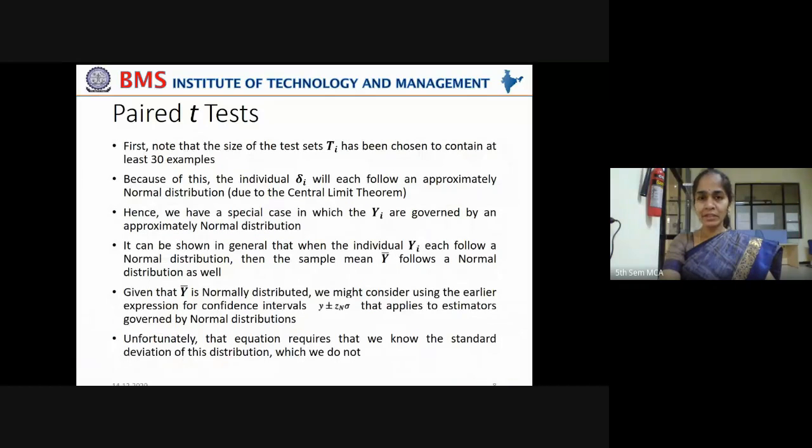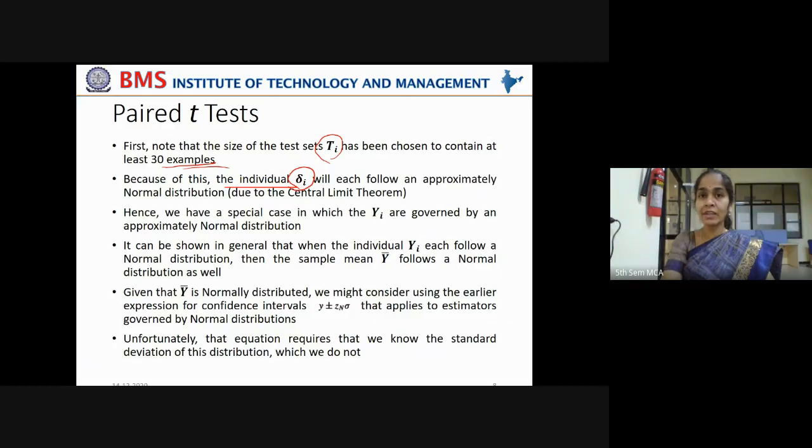Now first note that the size of the test sets Ti has been chosen to contain at least 30 examples. So, to make the test set sufficiently large, we should ensure that, we already assumed this, right? The test set should contain a minimum of 30 examples, 30 data points.